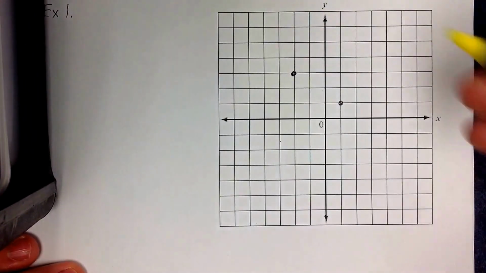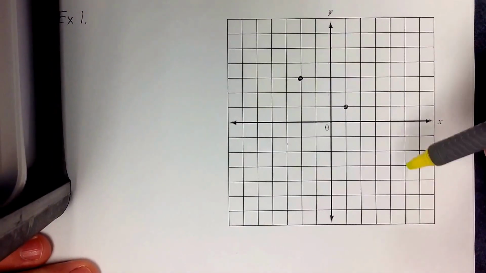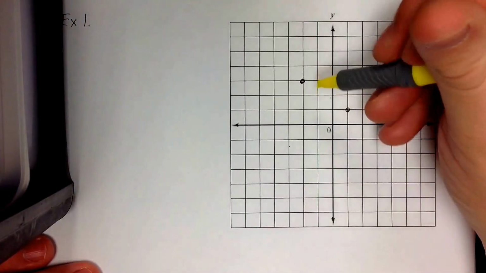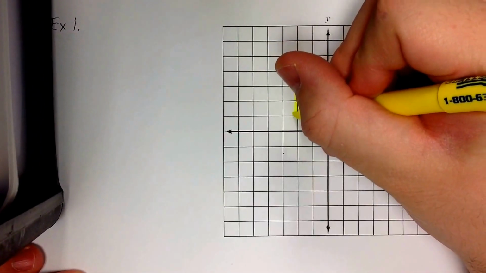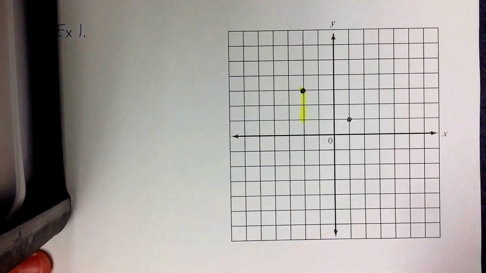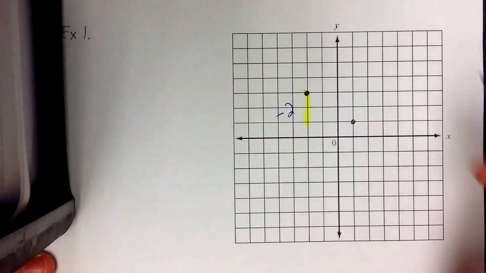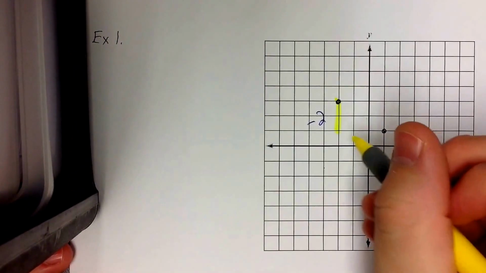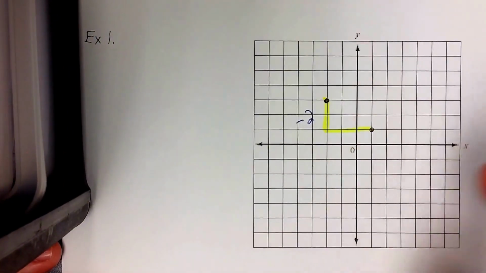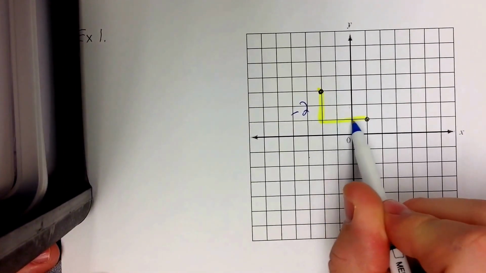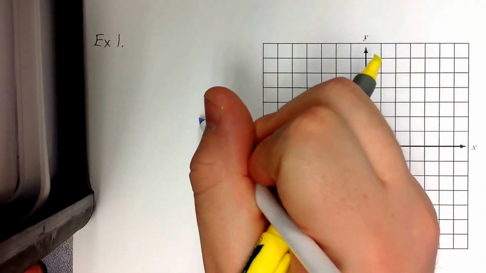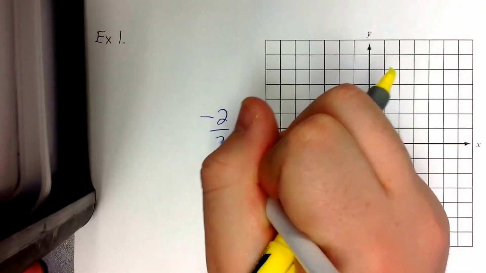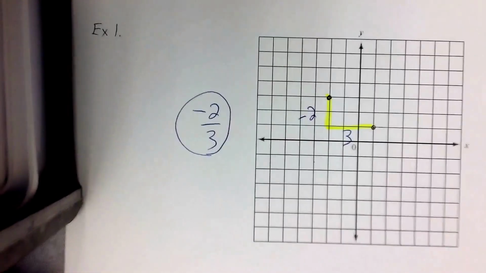So if I take this example and I'm trying to find the slope between these 2 points, I start with the point on the left. So my rise, since I'm going down, would be -2. And my run, since I'm going to the right, and I go to the right 1, 2, 3, would be a +3. So my slope is rise over run. So it would be -2/3.